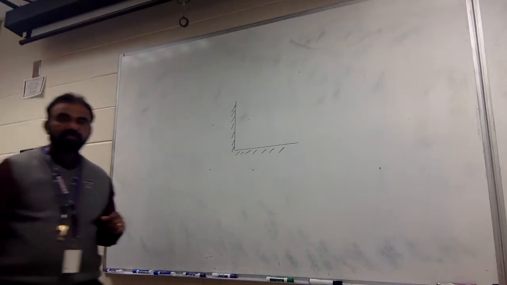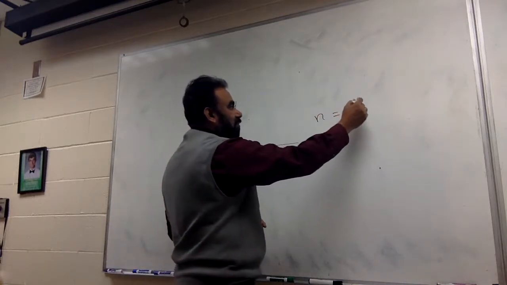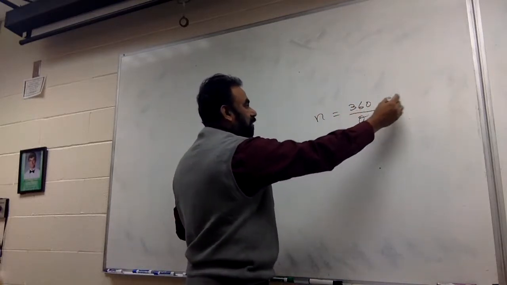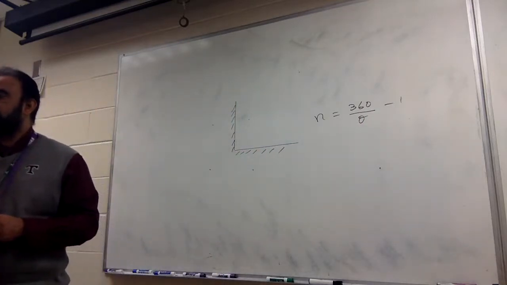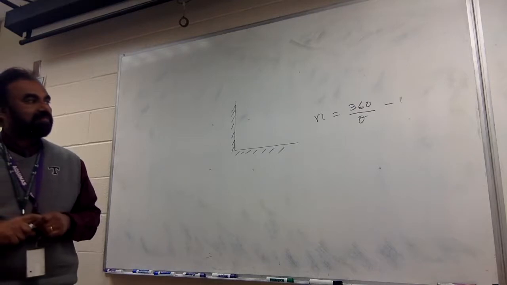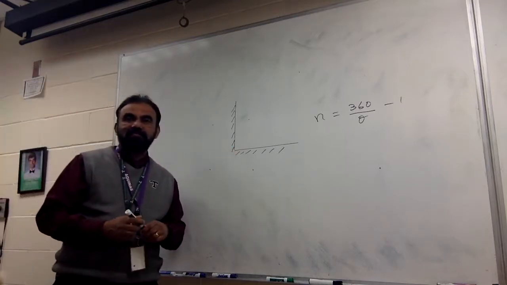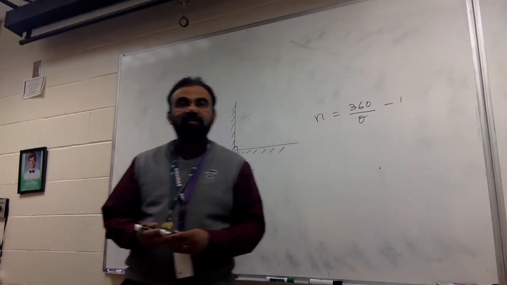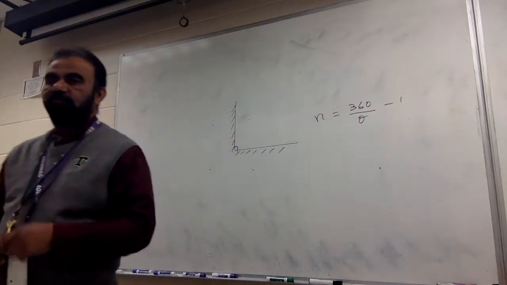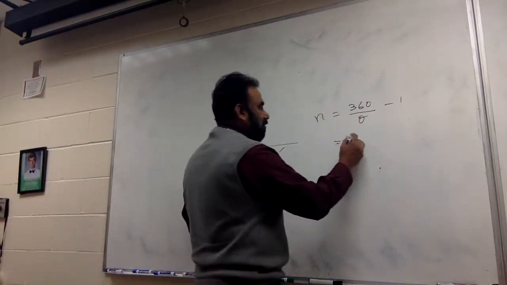For the number of images formed, there is a certain rule that you can follow. That is 360 divided by theta, minus 1. That's the formula for the number of images formed. So in this case, what's the angle? 90. So what is 360 divided by 90? 4. 4 minus 1, 3. So the number of images is 3.